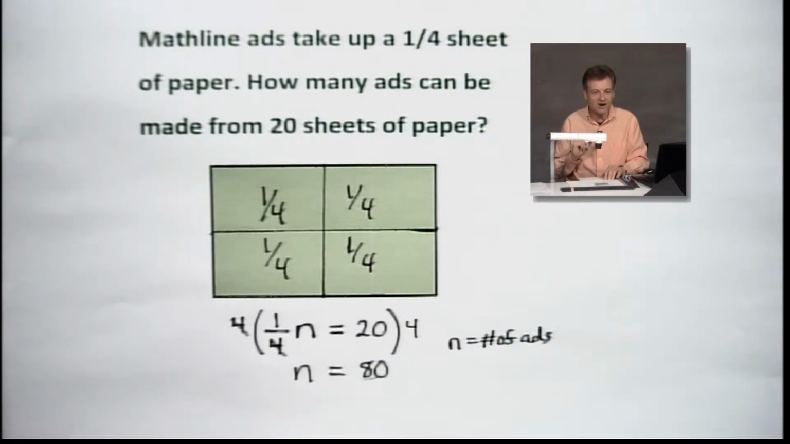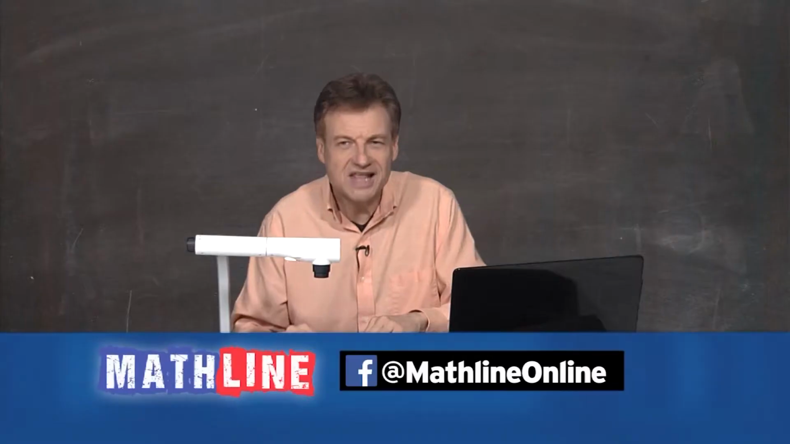All right, 1/4 sheet of paper basically means you get 4 ads per sheet. You've got 20 of them. So 4 times 20 gives you 80. Check it. It works well, doesn't it? Should make sense. So let's see. Thank you, Jake, on that question.